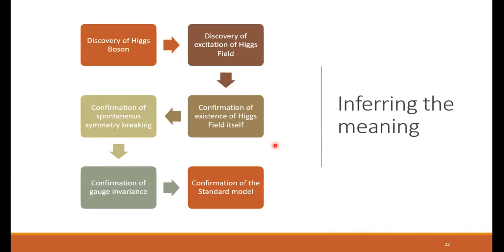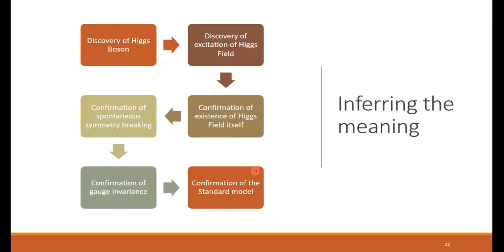Okay. So the chain of events that we see now, if we try to give perspective to the discovery at CERN, is that the discovery of the Higgs boson led to the discovery of the excitation of the Higgs field, because that's what the Higgs boson is. Once you know that there's an excitation of the Higgs field, you know that there is a field itself. And that led to the confirmation of spontaneous symmetry breaking, which we've discussed. That led to the confirmation of gauge invariance, the fact that symmetry is actually preserved.